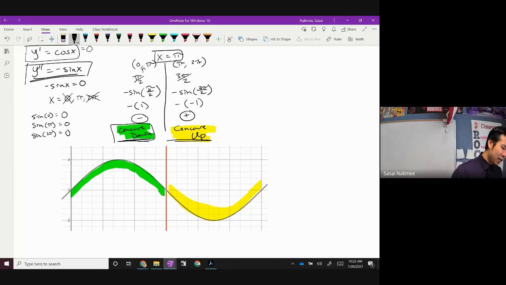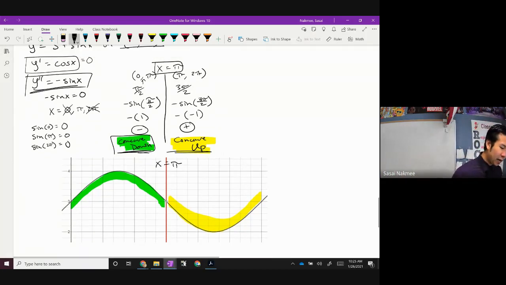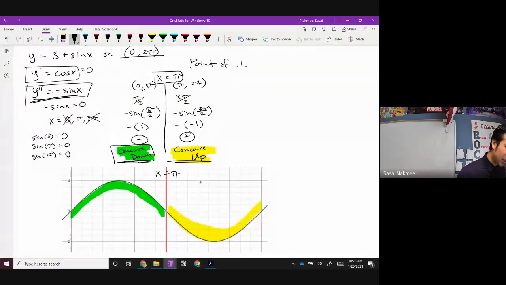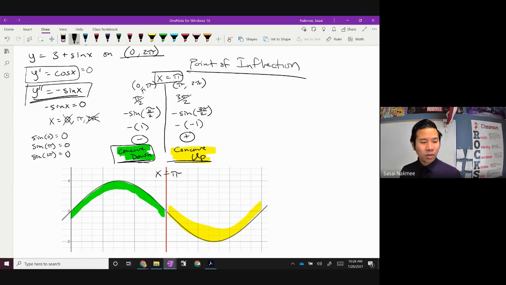This point right here, this x equaling pi, has a special name. When concavity changes from concave up to concave down, we call that a point of inflection. That's what we call that. It's where it changes from concave up to concave down. And that only occurs when the second derivative is changing from positive to negative or negative to positive.